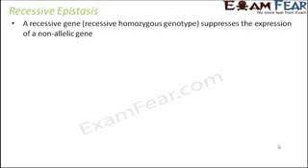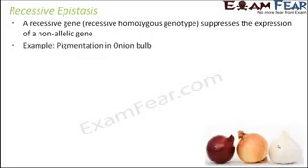Homozygous genotype suppresses the expression of a non-allelic gene. Like in the previous case, you saw that the white color showed its epistatic effect only when it was present in the dominant condition. But here we will look at an example, the pigmentation in onion bulb. And here we would see that the epistatic effect will be seen only when the gene is present in the homozygous recessive condition.